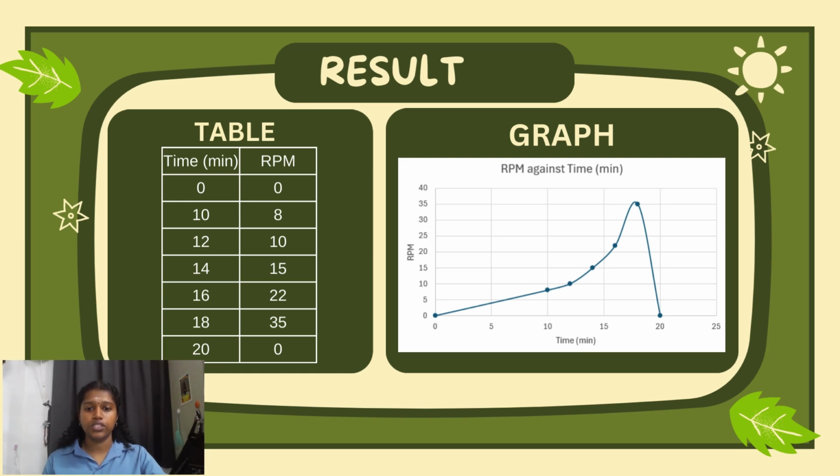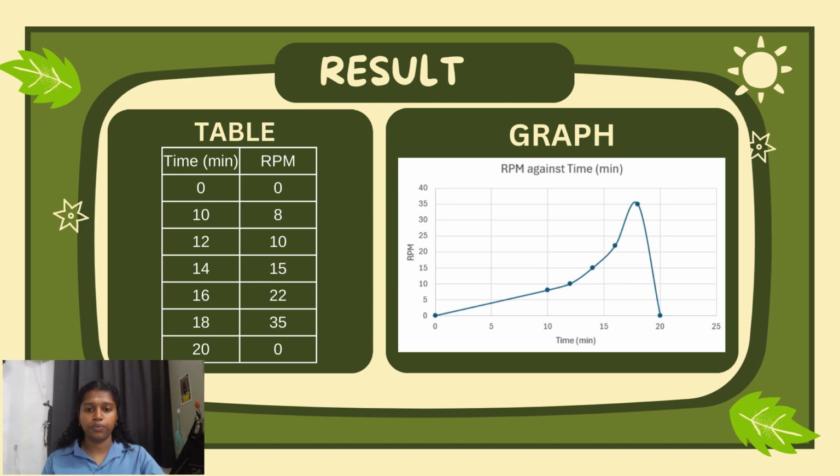Once the water reaches its boiling point, the steam escapes through the angled holes, causing the can to rotate. The rotation speed peaks at around 35 revolutions per minute between 12 and 18 minutes, indicating the maximum conversion of thermal energy to rotational kinetic energy.